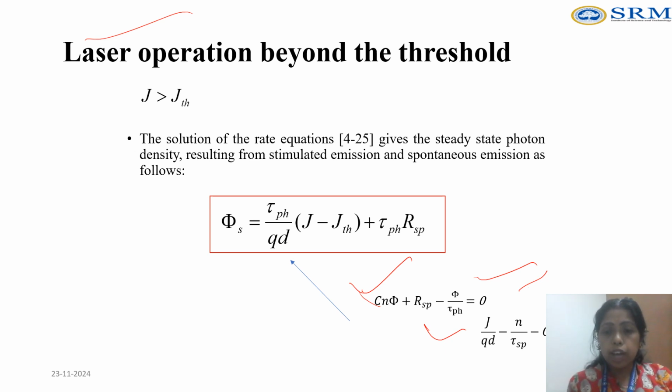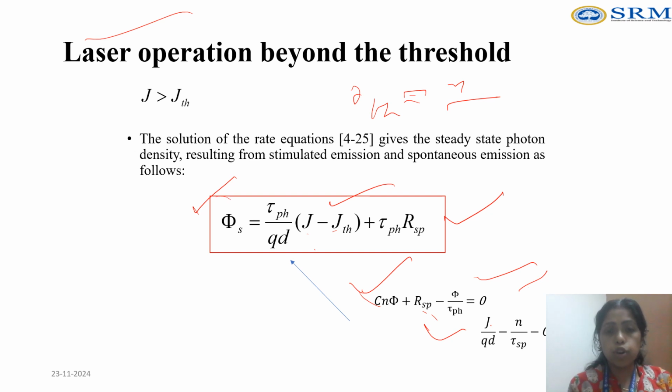Instead of τsp, from the previous slide you will get one equation for τsp in the form of JTH: JTH is equal to nth by τsp. So if you equate and substitute these two equations, you will get this one. You can see this J is here only, and one more JTH is there. Instead of τsp, I have substituted the value for τsp and written this equation.